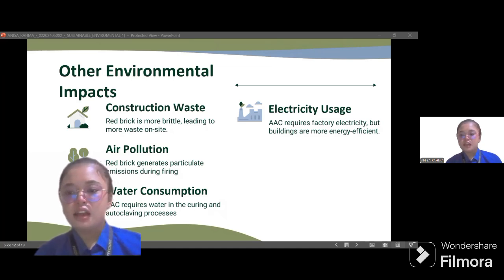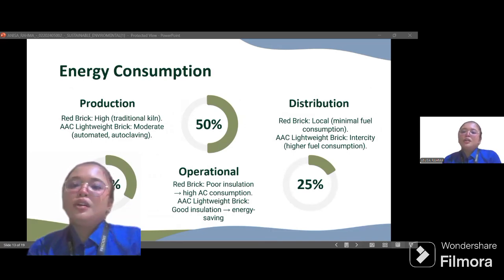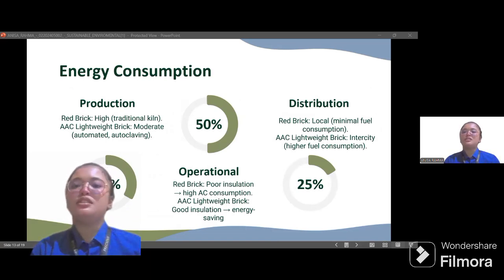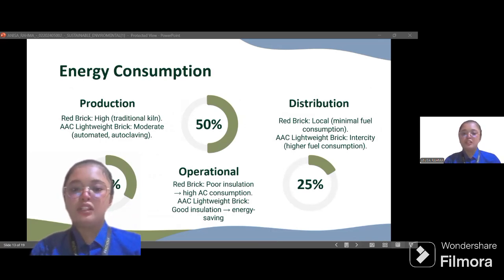Okay, next slide. I have some energy consumption. Energy consumption includes three main stages: production, operational, and distribution. Each stage has a significant impact on the energy footprint of this material, which is a major contributor to the overall environmental impact.